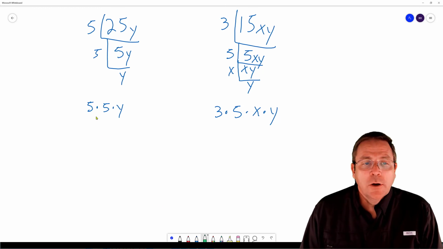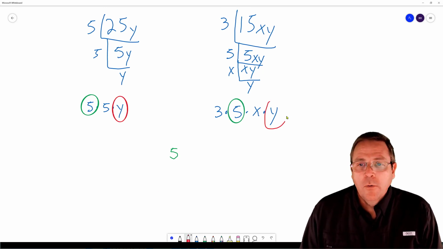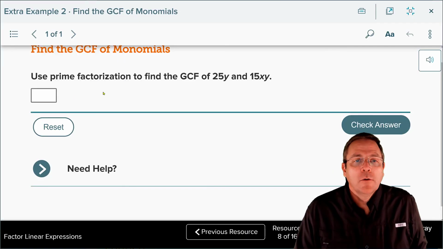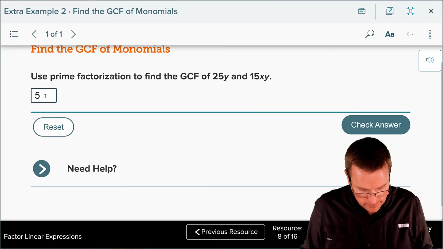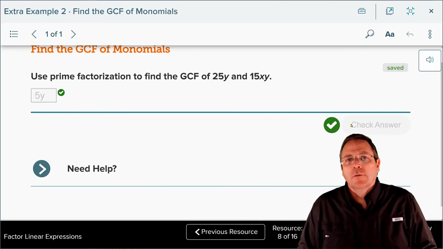Now what do they share? Well, first off, they both share a 5, which I'm going to bring down, and they both share a y, which I'm going to bring down. So my greatest common factor is going to be 5 times y, also known as 5y. So I'm going to come back over here, type in 5y, and check, and our answer checks.